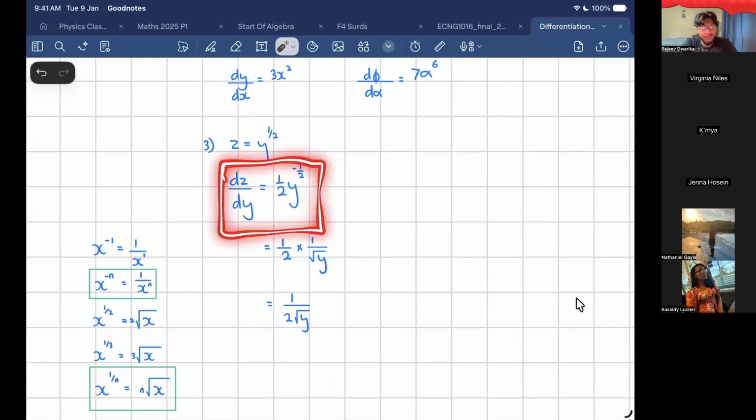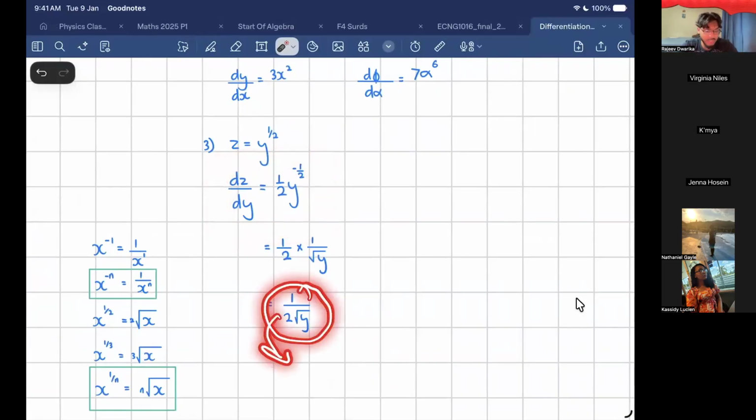Of course, if you want to be a bit extra, you could even go beyond this and you could give your answer in rationalized form. I have a feeling Virginia might do that.